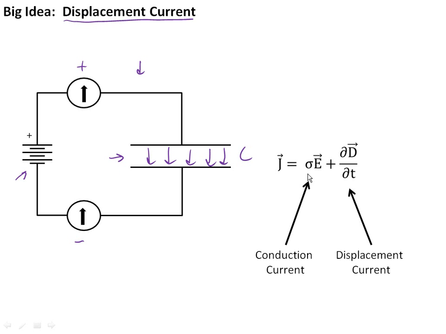So the overall current isn't just the conduction of electricity. It has to do with the time change of the electric flux between the capacitor plates. And so we've defined both a conduction current and a displacement current. So a time-changing electric flux acts like a current.